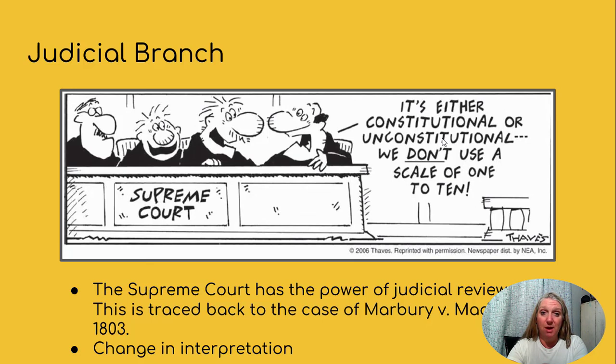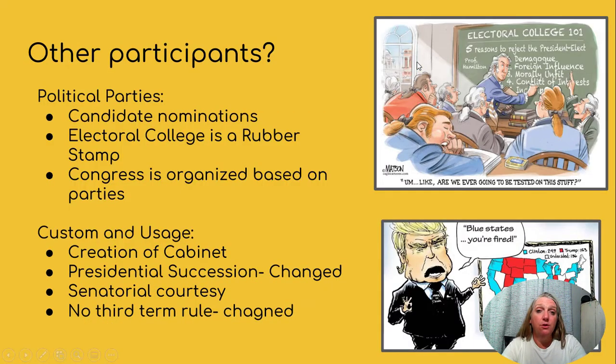We saw that this past summer with the Dobbs decision concerning abortion, and essentially overturning Roe v. Wade, and turning the decision on abortion regulation back to the states. That was a change in the Constitution. Now, there's other participants that are involved in informal changes of the Constitution.